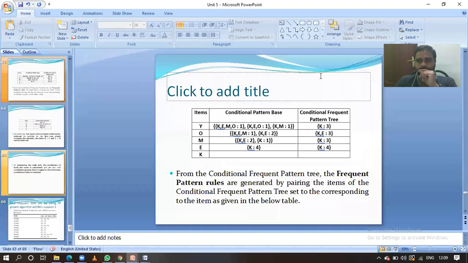Okay, I'm resuming it guys. Till now we got the frequent pattern trees. From the item Y, the conditional frequent pattern tree is K3. For the item O, the conditional frequent pattern tree is KE. For item M, the frequent pattern tree is K3. For E, it is K4 guys. This is the conditional frequent pattern tree.